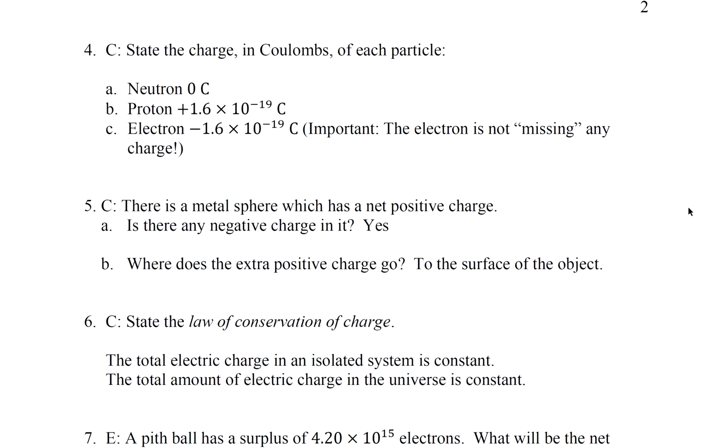Question 4. State the charge in coulombs of each particle. A neutron has 0 charge of 0 coulombs. A proton has a charge of 1.6 times 10 to the minus 19 coulombs. And an electron has a charge of minus 1.6 times 10 to the minus 19 coulombs. So this is important. The electron is not missing any charge, even though you see that negative sign.